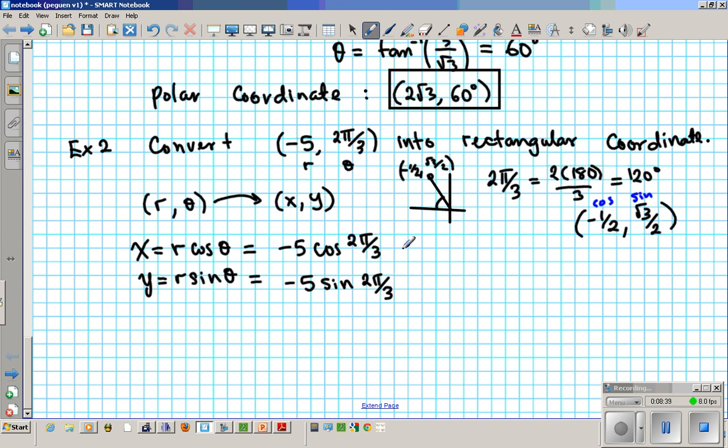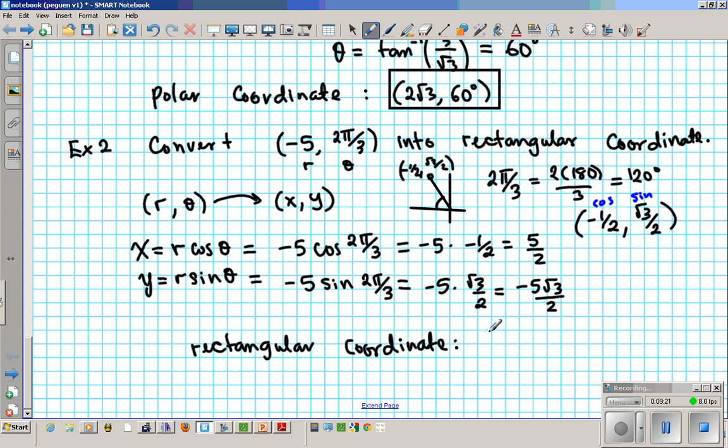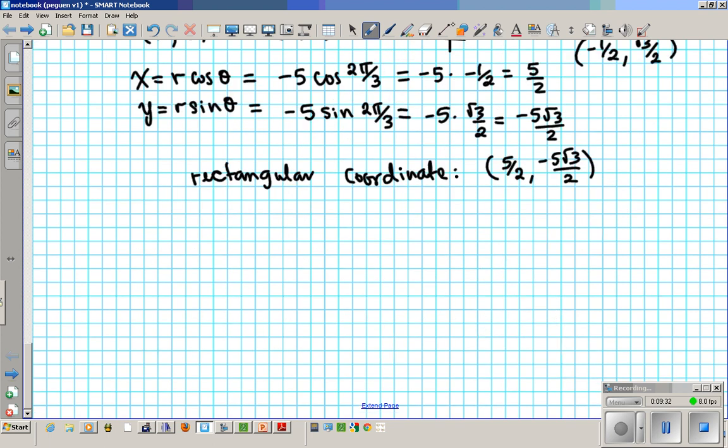So let's plug that in here. For the x component, it's going to be -5 times the x coordinate of 120 degrees in a unit circle, which is -1/2. If you work that out, that comes out to 5 over 2. And then for the y coordinate, it's going to be -5 times √3 over 2, which becomes -5√3 over 2. So our rectangular coordinate is basically going to be 5 over 2, comma, -5√3 over 2. Okay? Alright.